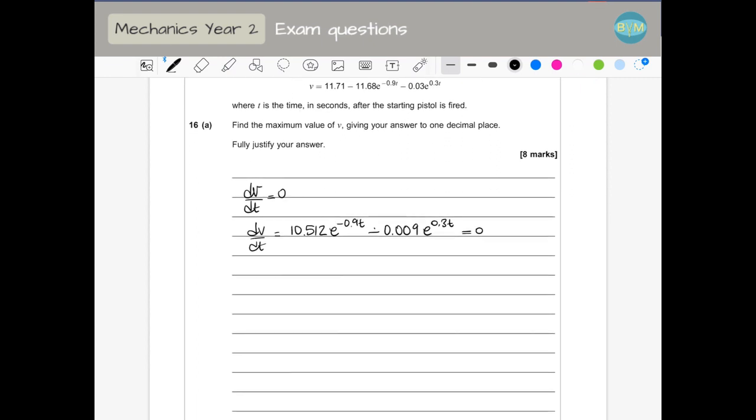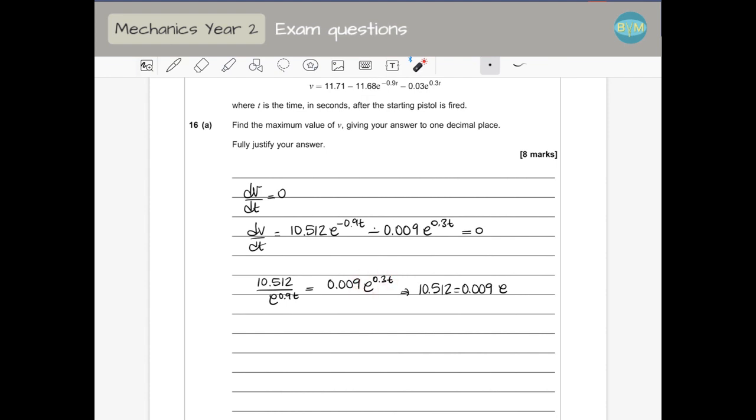We are going to reorganize the equation in a way that is easier to solve. So we are going to write this in the denominator. So we have 10.512 divided by e to the power of 0.9t is going to be equal to 0.009 e to the power of 0.3t, which means multiplying by e to the power of 0.9t, I have 10.512 is 0.009 e to the power.